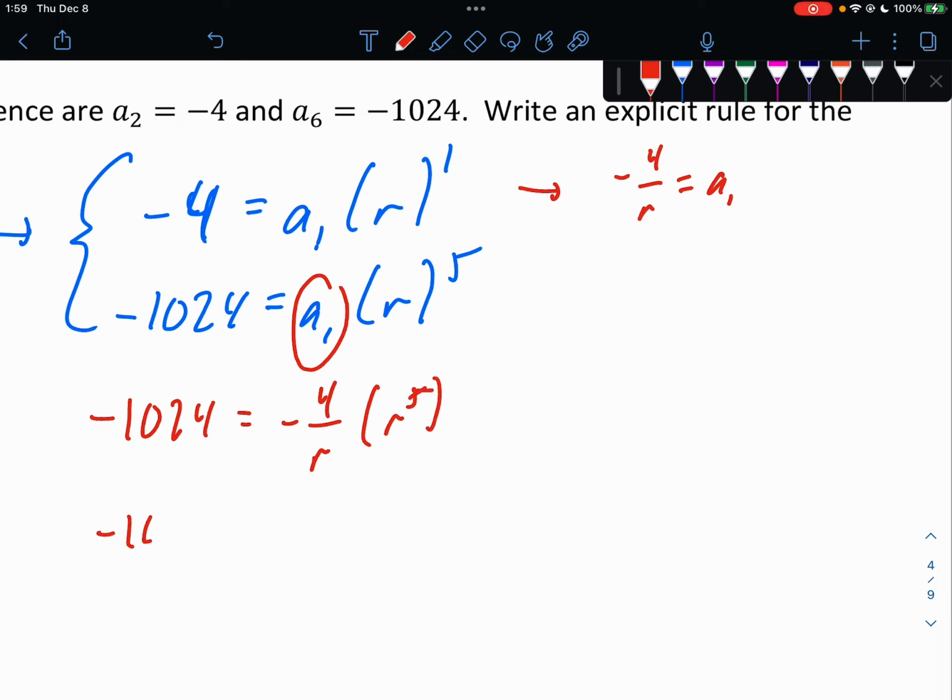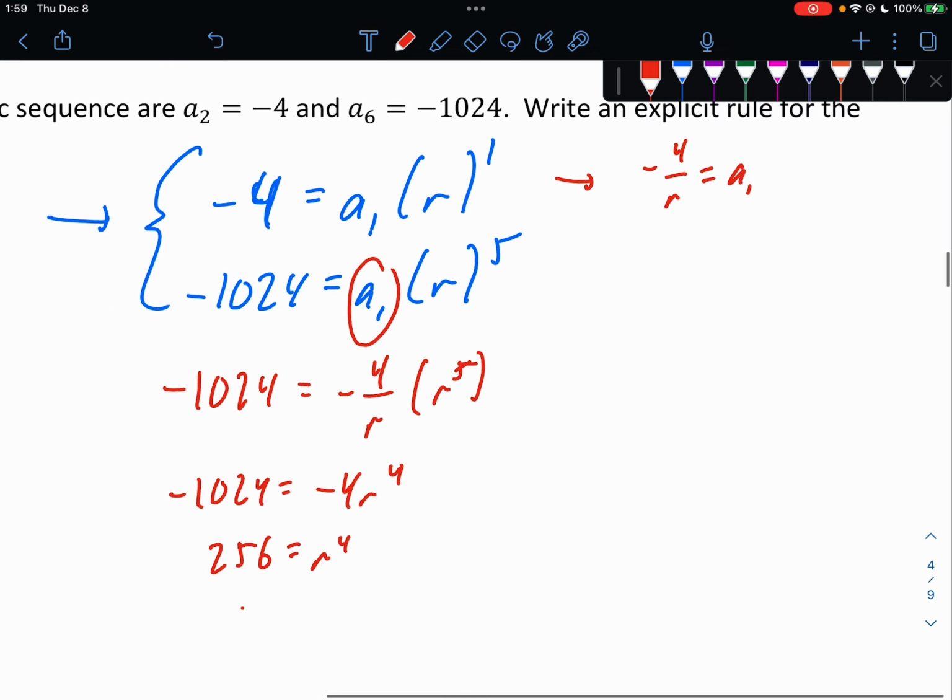So simplifying that, -4R to the 4th. Divide both sides by -4, we get 256 equals R to the fourth. And we can think, all right, what number to the fourth power would give me 256? And that would be 4. So our common ratio here is 4.